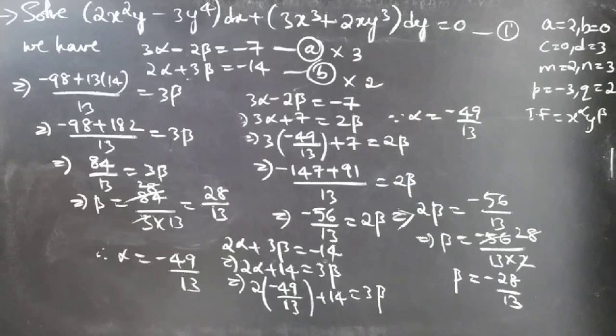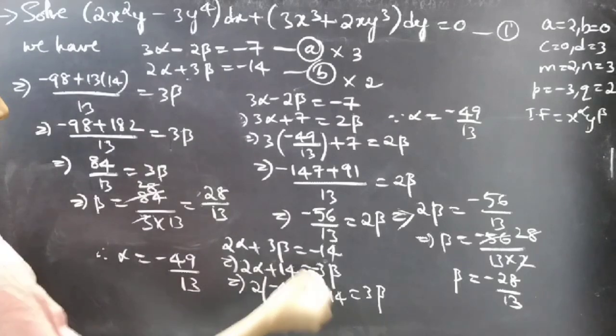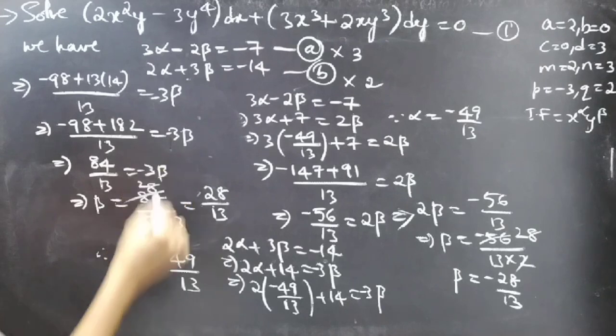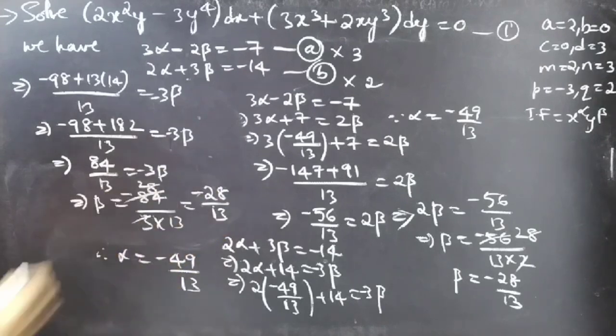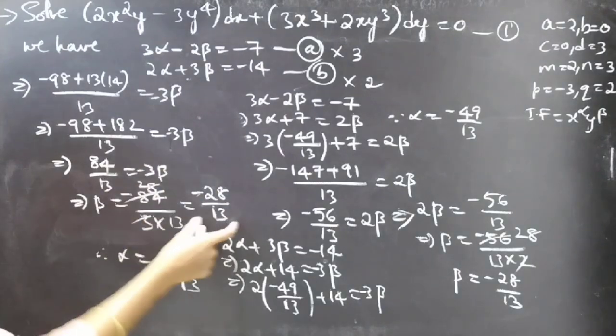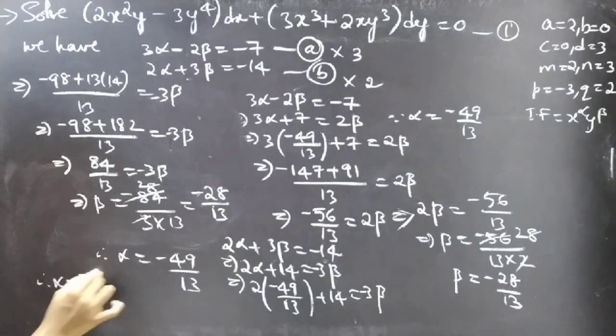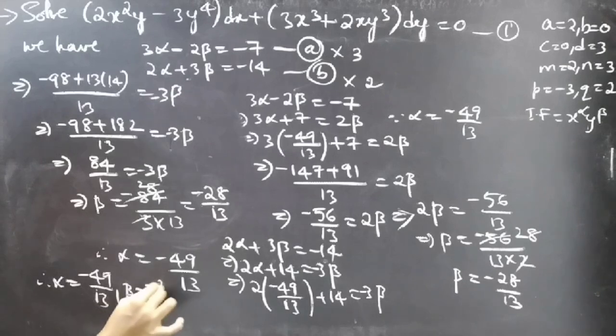Well, we need to get minus here, right? Something went wrong. Here it's not 3 beta, it's minus 3 beta. Fine. Okay. So you got the same answer, right? Therefore, alpha equal to minus 49 by 13 and beta equal to minus 28 by 13. So we got the values of alpha and beta.